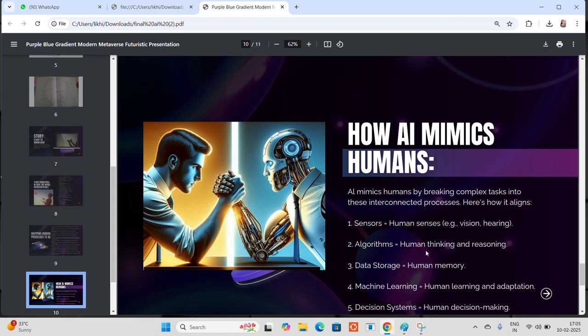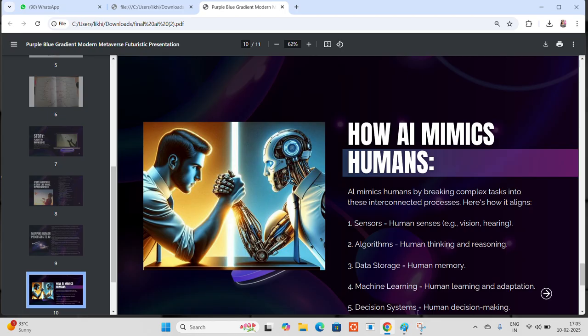In humans, we think and we perform reasoning. But AI does that human thinking and reasoning with the help of algorithms and patterns, etc. In humans, we store the information in human memory. Everything will be stored in our memory. In the same way, AI stores its information in data storage or a database. In humans, we learn and adapt. The same thing is done in AI using machine learning.